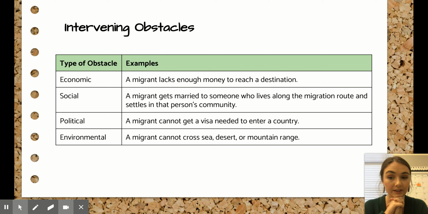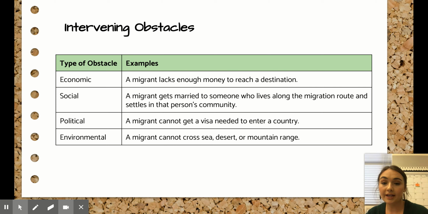A social intervening obstacle: a migrant gets married to someone who lives along the migration route and settles in that person's community. So the way migration works, oftentimes, especially if people are moving long distances, like across the world, they won't make that move in one trip. And so they'll kind of move from place to place until they get there. It's one of the patterns that is seen in migration. And so someone along their migration route might meet somebody, get married, and decide to live in a place that's different from their origin country, obviously, but is not necessarily where they were planning on going.